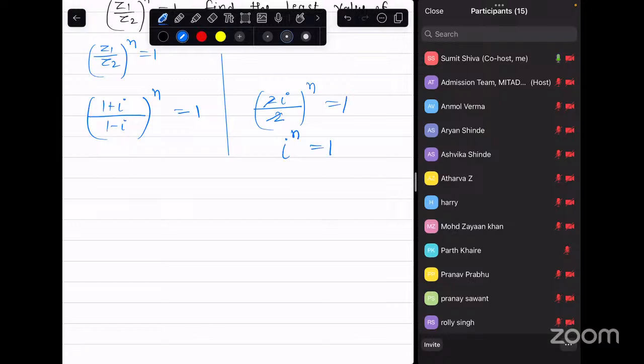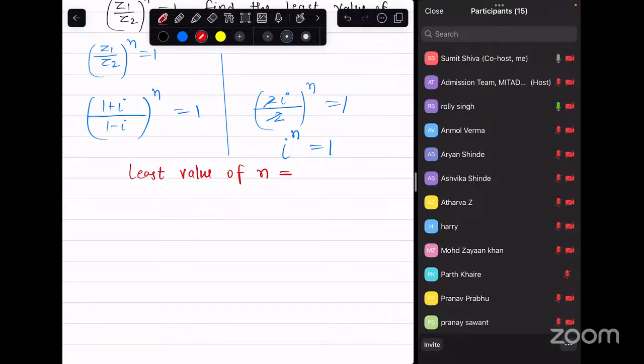So what do you think? What will be the least value of n in this case? Yes, anyone? Four. Yes, the least value of n in this case will be 4.